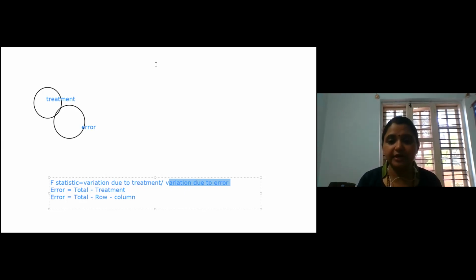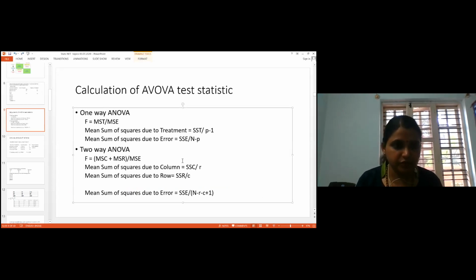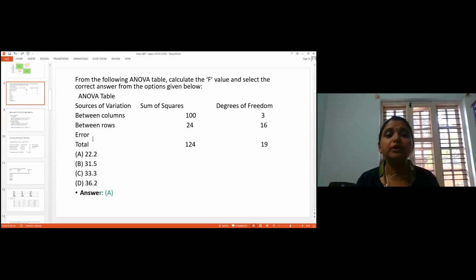That is the reason why I said there is an error in this question. You can see that error is not at all mentioned, and the total of row plus column is coming to 124. That shouldn't happen. If error is 0, that means there is no unexplained variation. They might have taken care of it somehow. Anyway, I will not be answering this question and I will not be considering the answer as A. It is definitely an error in the question; something went wrong.